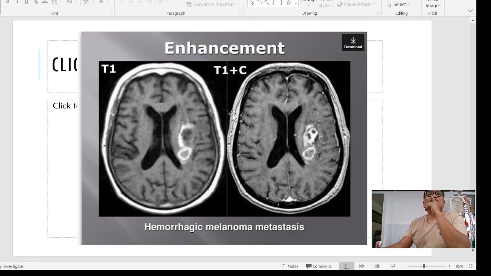Okay, so here is an example. This is an example of enhancement. This is T1 only. Here we have a brain enhancing lesion. It can be a parasitic infection in the brain. It turned white, like fluid. Enhancing, so a parasite or tumor, it can be metastasis or melanoma cancer.